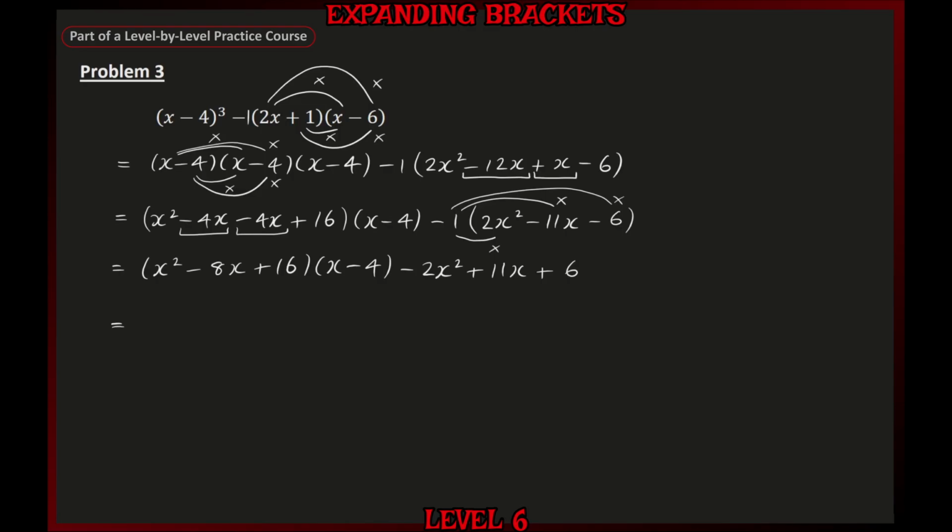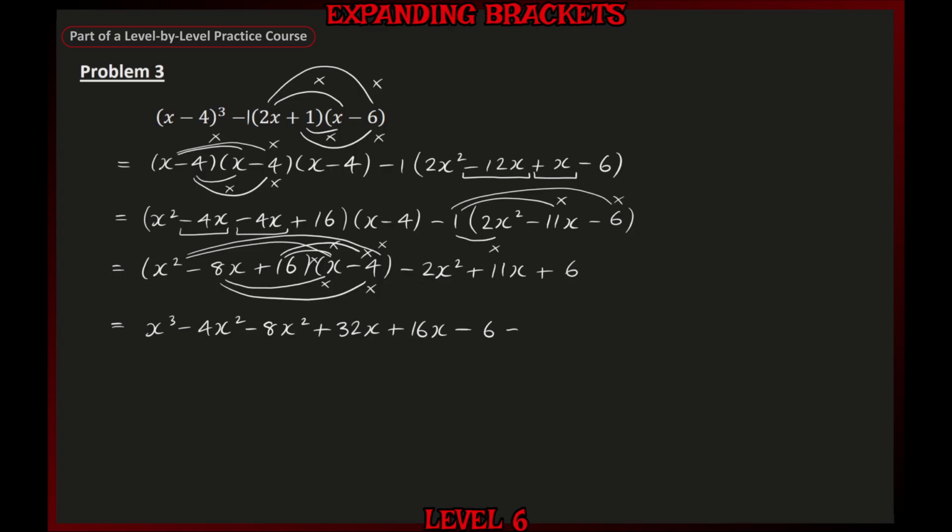We can now expand the first two brackets. So we have x squared multiplied by x, and this gives us x cubed. x squared multiplied by minus 4 is minus 4x squared. Next, we have minus 8x multiplied by x, that's minus 8x squared, and minus 8x multiplied by minus 4 is again a positive because we're multiplying together two negatives, and 8x times 4 is 32x. We have 16 multiplied by x, which is plus 16x. And finally 16 multiplied by minus 4, which gives us minus 64.